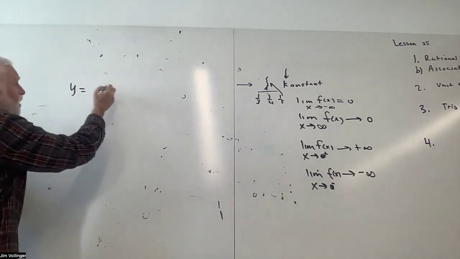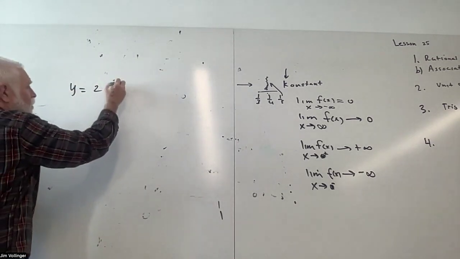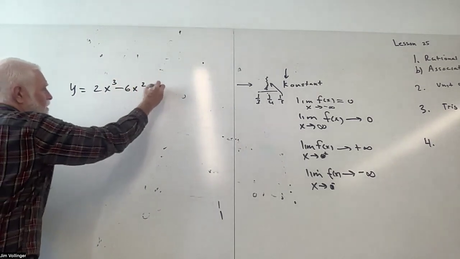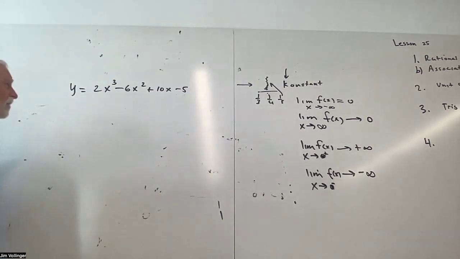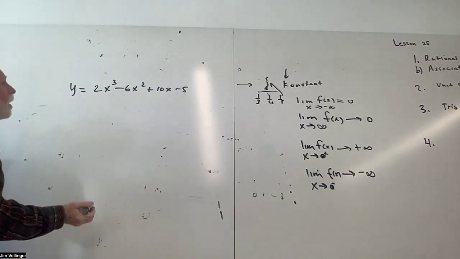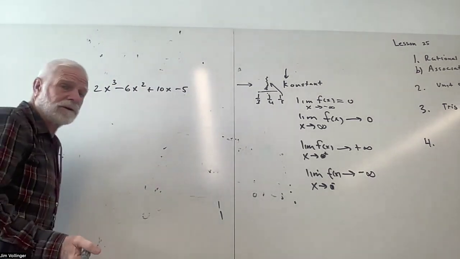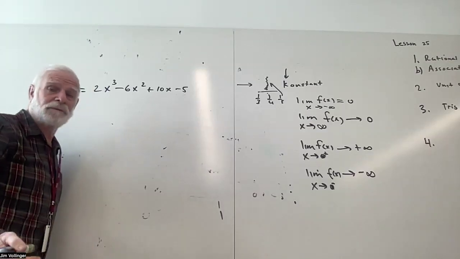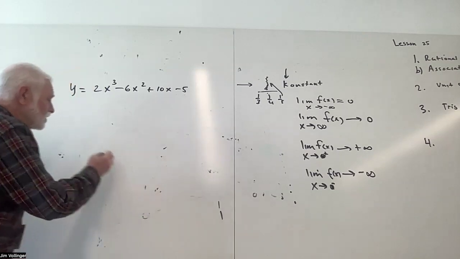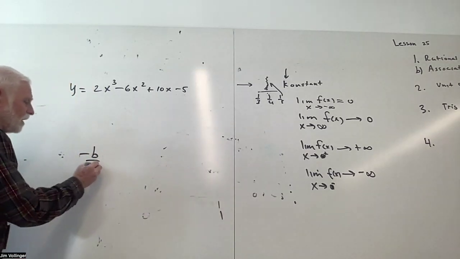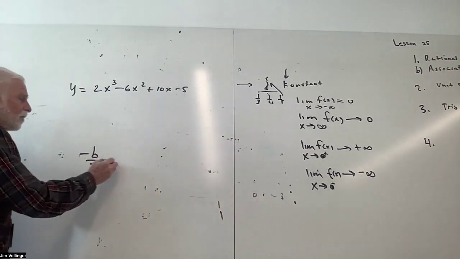Typical problem that you've been seeing: 2x cubed minus 6x squared plus 10x minus 5. That looks familiar to me as a test question this past week. The way I'm going to do this is a little different than a month from now. A month from now, I'm going to do it in a quicker fashion, but let's take minus b over 3a. That's going to get us the x value of the point of inflection.